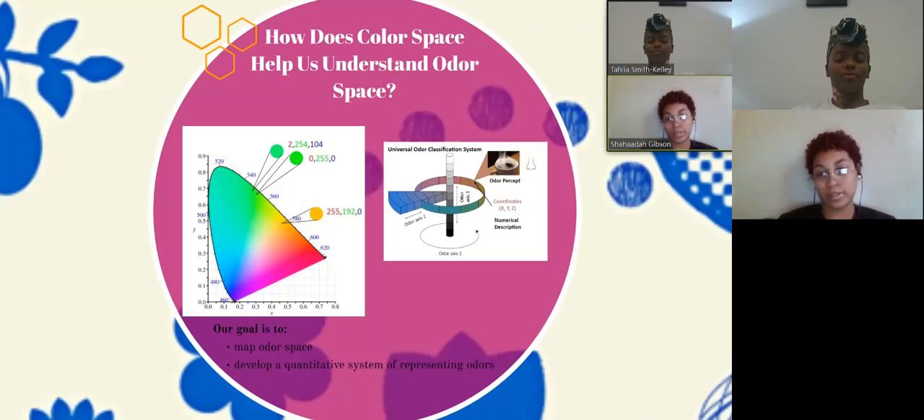So our goal is to map out odor space so that odors that are similar will live close together and odors that are dissimilar will live further apart in the space. We want to develop a model that predicts the description of complicated or complex odors, and by doing so, we are using several different methods. And within these methods, we want to know which one would produce the most data in telling these odors apart.